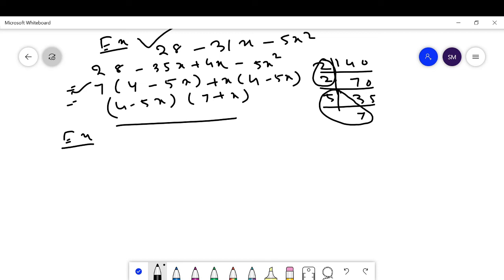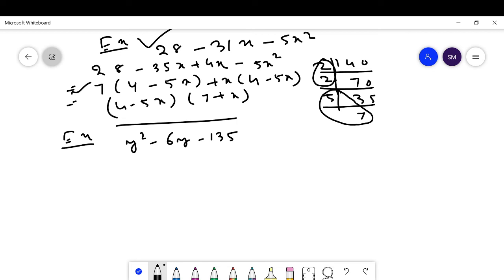Here take another example. y square minus 6y minus 135. Here the number 135 is a bigger number. You have to split 6 into 2 parts such that their sum is minus 6 and when you multiply them, you get minus 135.